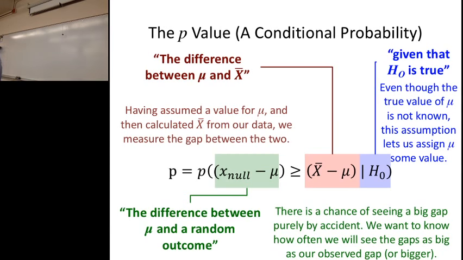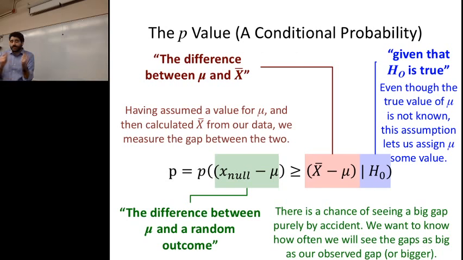Yes. So if you have just the one random x null, how does that show us how often? Doesn't that just show us one example? So x bar is our real data that we have one of. X null though is not a number. X null is this distribution.